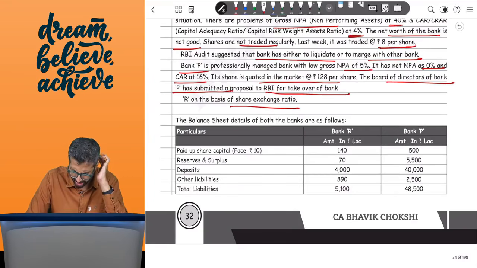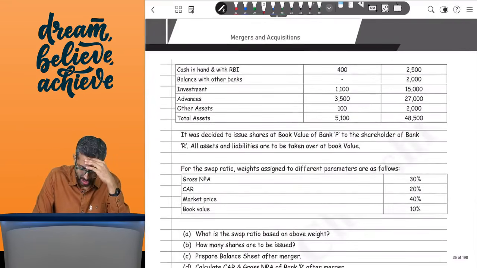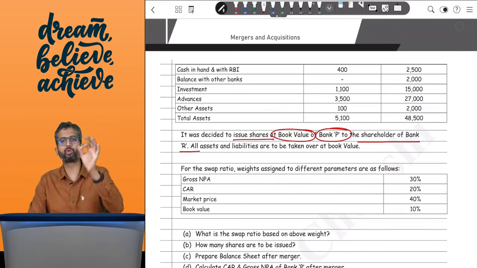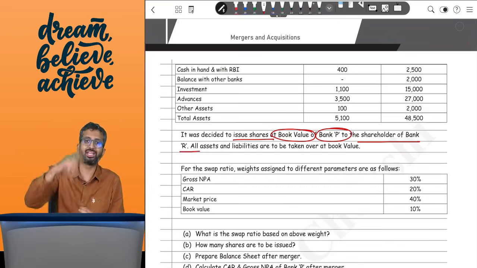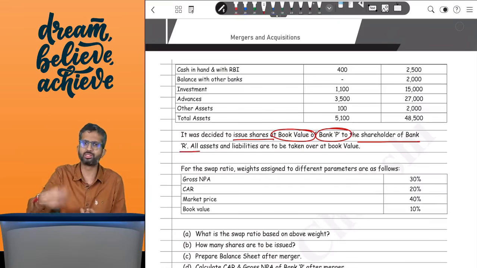So you have the balance sheet given, a standard balance sheet you can refer. It was decided to issue shares at book value of bank P to the shareholders of bank R. In this question you have been given to issue based on book value, so we will issue based on book value. However, in the institute study material there is a similar sum where this line is not there. So the institute in such a case has issued based on the face value.